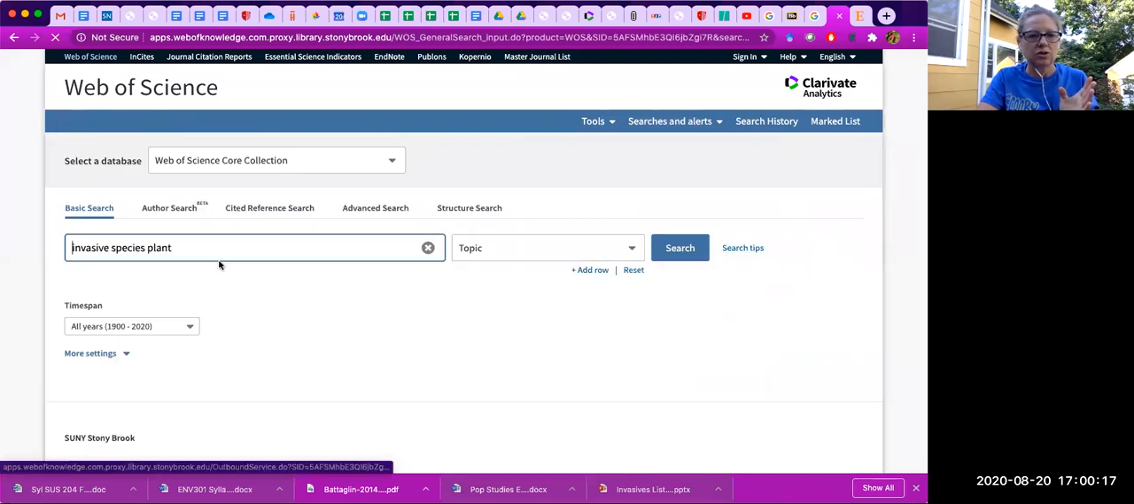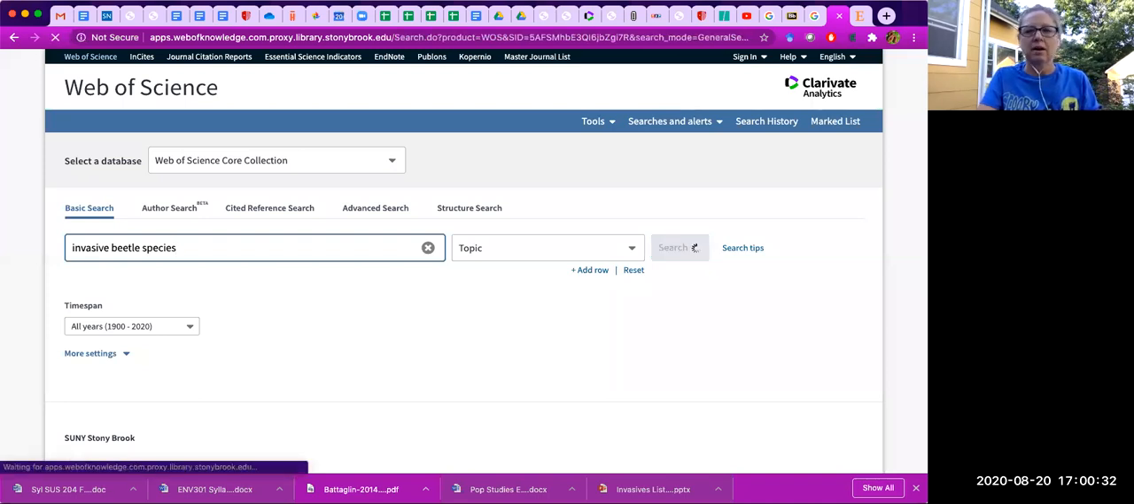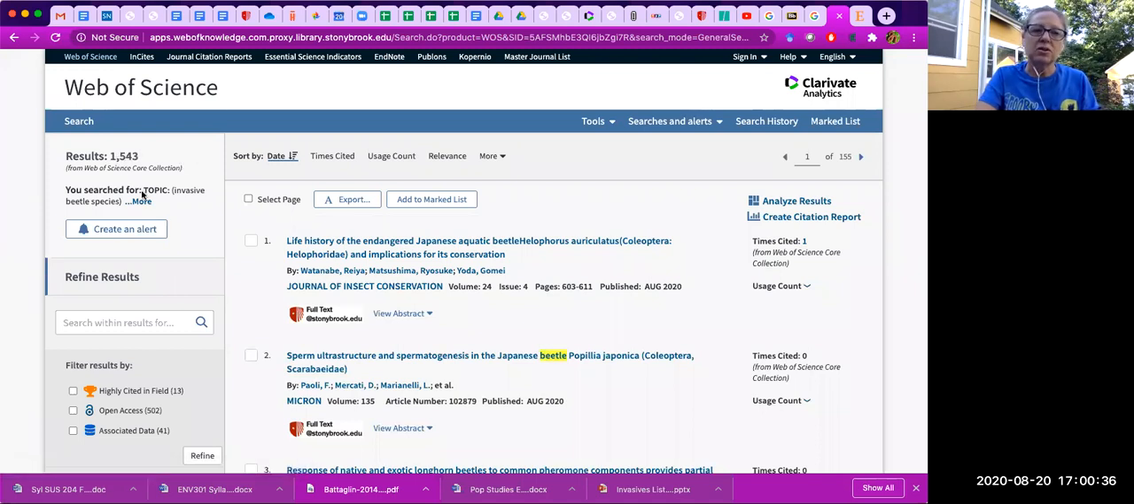Then you're gonna start a search right here. You're gonna put in your keywords. This is where the art comes in. So you can see invasive beetles, lots of invasive beetles. You're gonna put in a search term right here. If you get a whole bunch of results, so this time we only got 1,500, but if we look at highly cited in the field, there are 13. Those are always a good place to start.